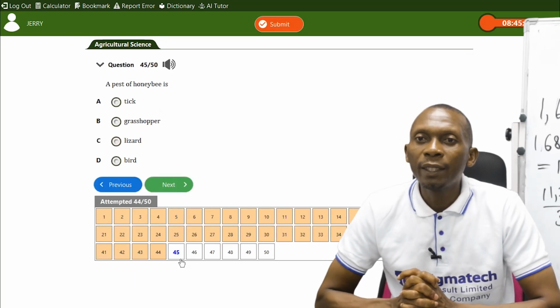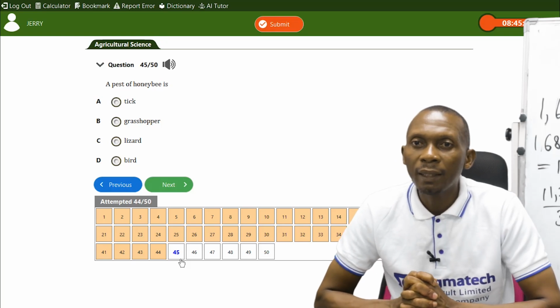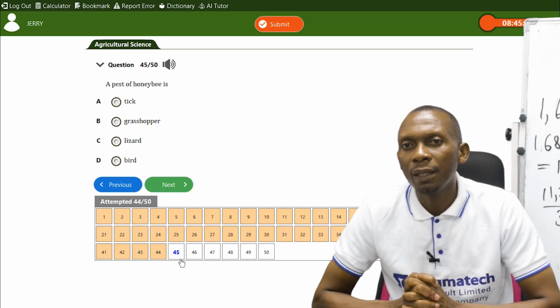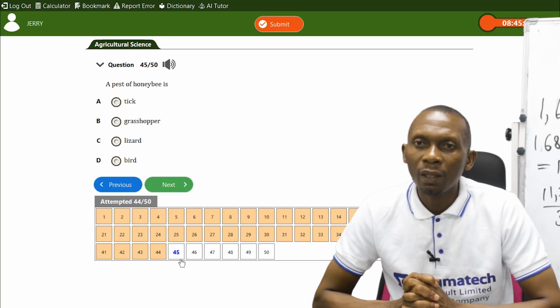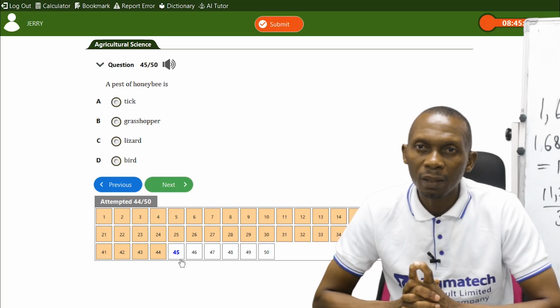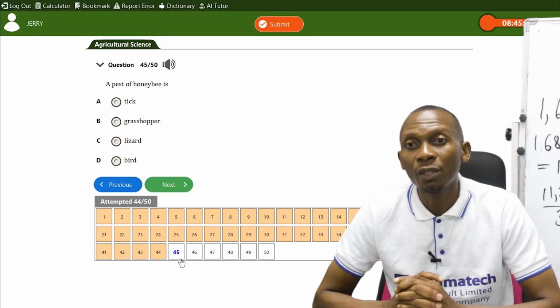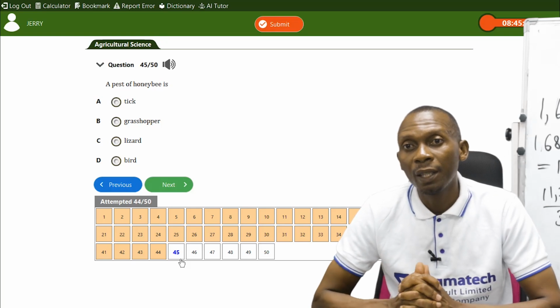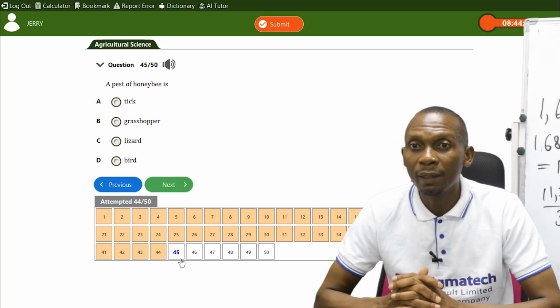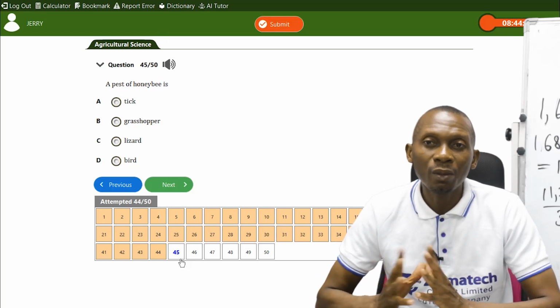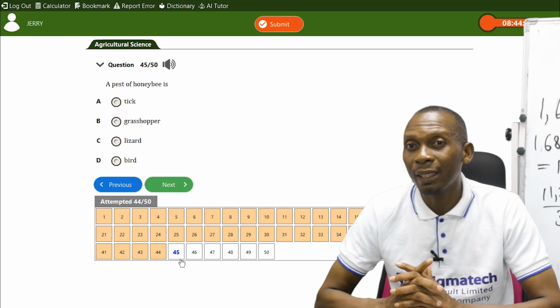Now this question says pest of honeybee is A, tick, B, grasshopper, C, lizard, D, birds. Now based on the feeding habit, tick is not a pest of honeybee. Same as grasshopper, feeds on forages. Tick sucks blood. Grasshopper feeds on leaves or the forage parts of plants, the leafy parts of plants. So grasshopper also would not be an ideal option.